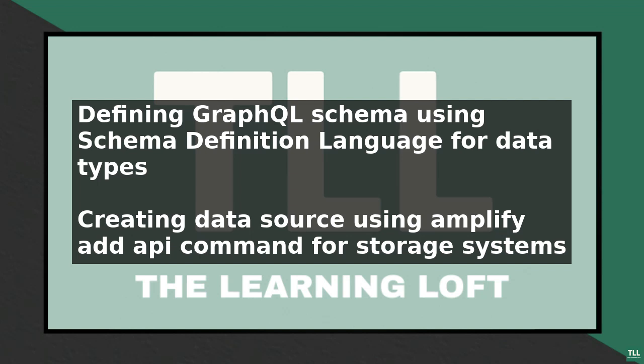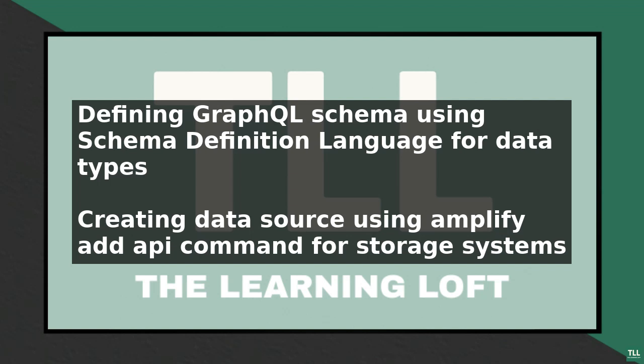Once you have created a data source, you can use the Amplify CLI to generate a GraphQL API. The Amplify CLI will create a set of resolvers that map your GraphQL schema to your data source. A resolver is a function that runs on the server and returns the data for a specific field in your schema.